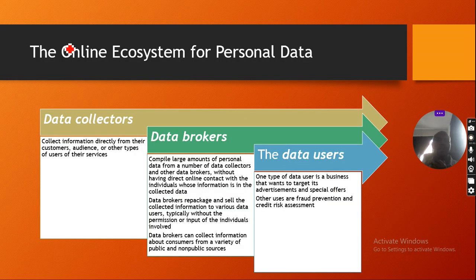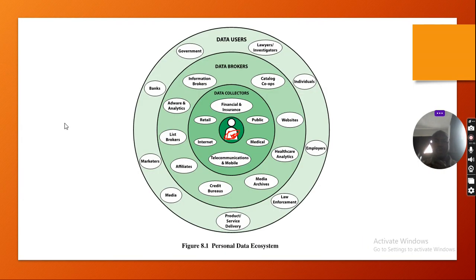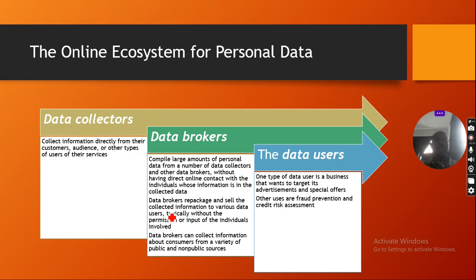Now we go to the online ecosystem for personal data. Here we talk about the data collectors, like the retail shops, the internet, telecommunication, mobile, medical, hospital, and insurance companies. All these are your data collectors. They collect information directly from the customers, the audience, or any other type of users.